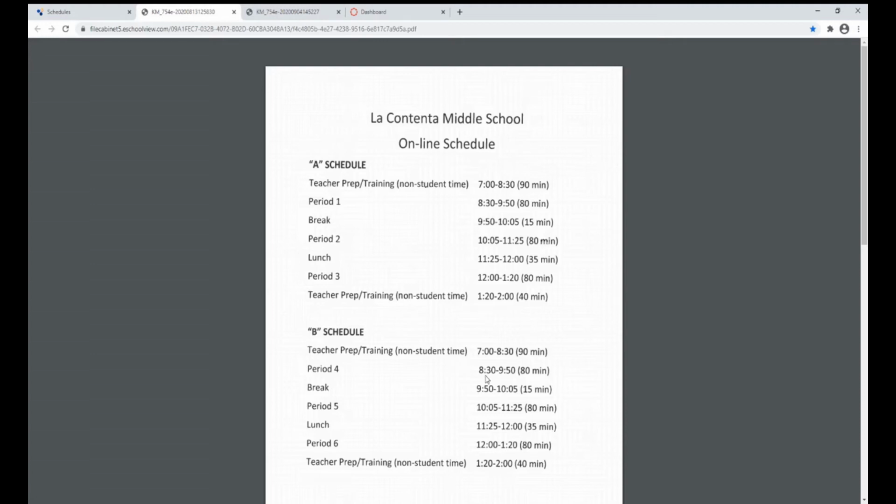I need to wake up and eat breakfast and brush my teeth before that. Everybody gets the idea. All right, then we have a break before your fifth period class at 10:05. And then there's time for you to have lunch before your sixth period class at noon.